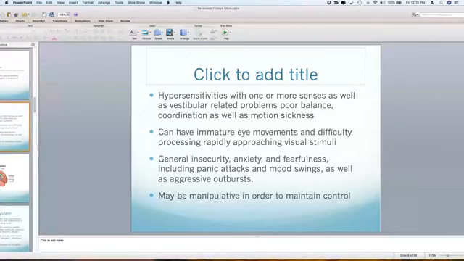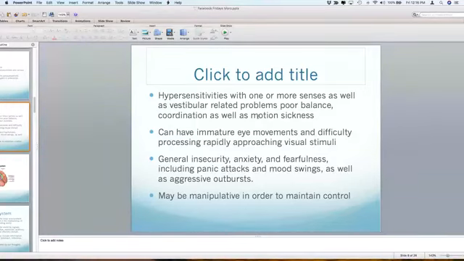So when kids are car sick, there's a couple reflexes that are really related to that. Usually if they're car sick, it has to do with your vestibular system, maybe some inflammation from chronic ear infections and antibiotics, but always first need to check the Moro and a couple other reflexes that we'll talk about later. They can have immature eye movements and difficulty processing rapidly approaching visual stimulus. So for example, if somebody's throwing them the ball and they can't process the ball that's coming toward them.